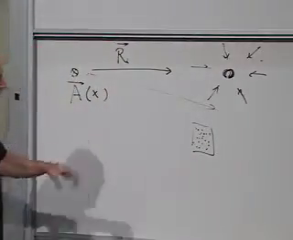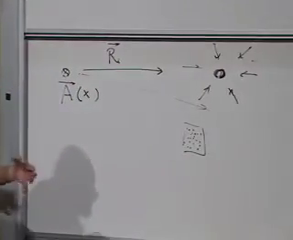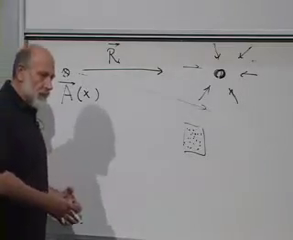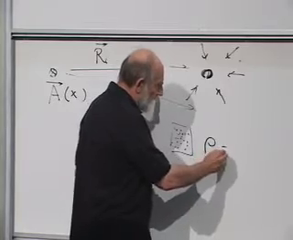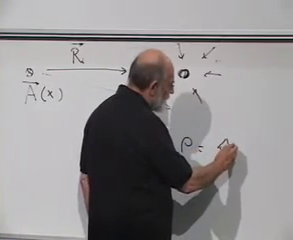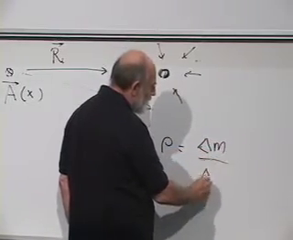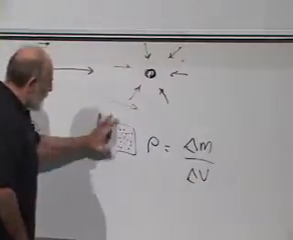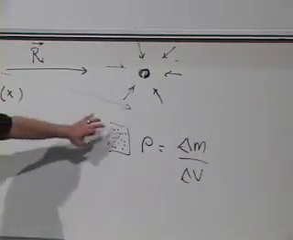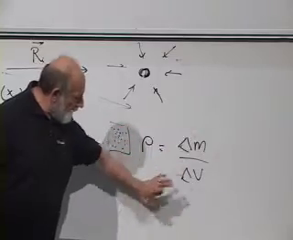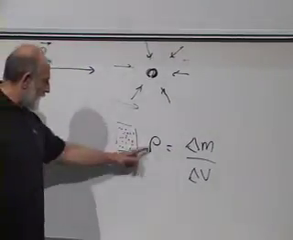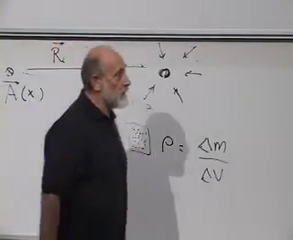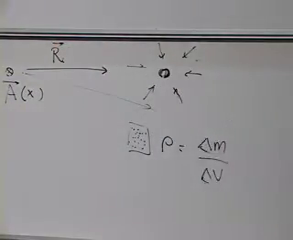Then the amount of mass in a unit volume, or the amount of mass per unit volume, is called rho, equals mass per volume. We take a small volume, count up all the mass in it, delta M over delta V is called the mass density, the mass per unit volume. And of course, it varies in general from place to place.